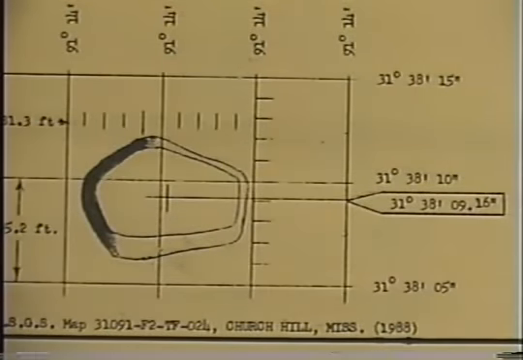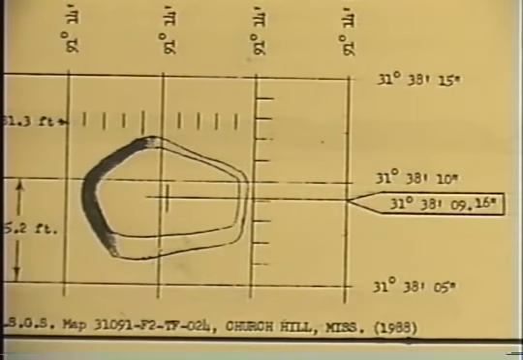Then we have Mississippi's Emerald Mound, with its 5 corners and 6 surfaces, comprising a corrupted 360-degree form. 5 times 6 times 360 becomes 10,800, the figure which encodes its latitude of 31 degrees, 38 minutes, 09.16 seconds north.